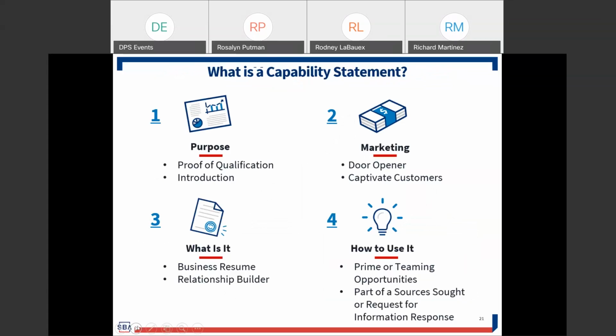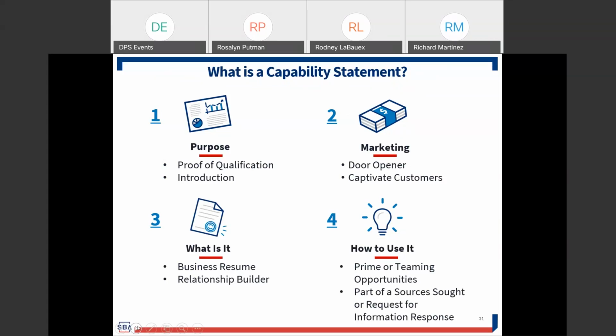What is a capability statement? It's kind of a resume of your business. That's exactly what a capability statement is, a resume of your business. The proof of qualifications, that's the purpose. It's your marketing tool. What is it? Again, like I said, it's your business resume, a relationship builder. How do you use it? You can use it as a prime, or you can team up with another company and go after projects. That's a great way to use it.